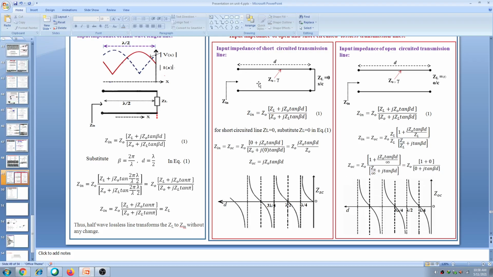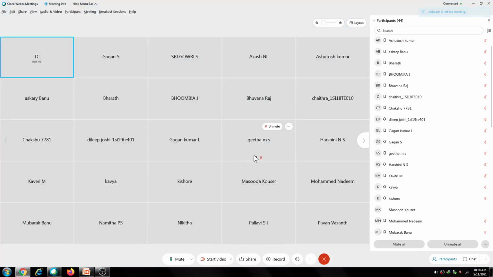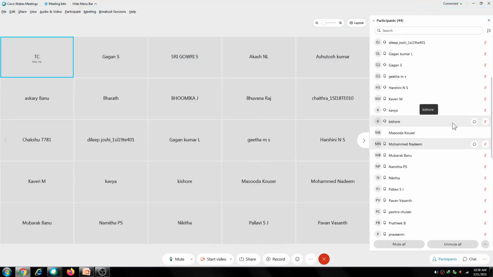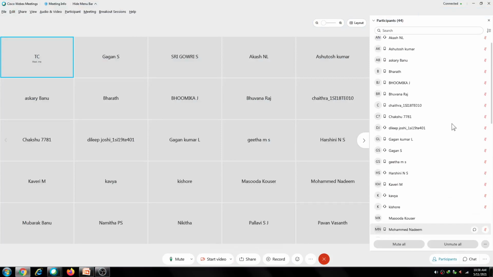So in general, instead of D equal to lambda by 4, if we take any general length, the short circuit impedance is given by this equation. Similarly, the open circuit impedance is given like this. These again find many applications in communication system circuit design. Those we will discuss in the next class.